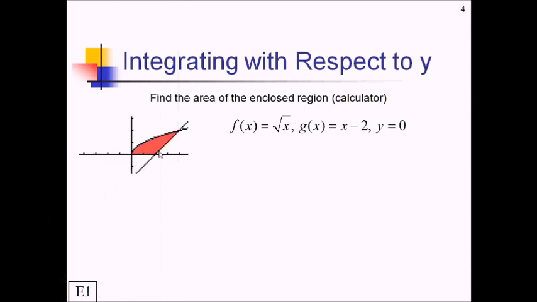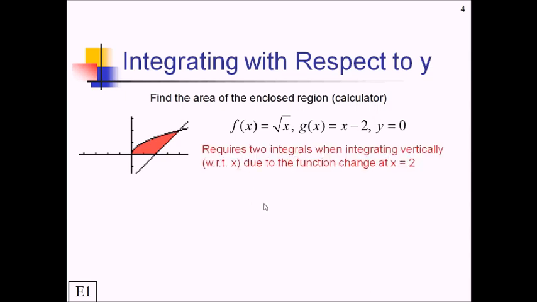Now, the way we would normally do this would be just go from left to right, so from 0 to 4, and integrate with top minus bottom kind of reasoning. The trouble here is that the top function is the same, but the bottom functions are not. From 0 to 2, your bottom function is just the x-axis, and after that, it's this line x minus 2. So this is actually going to require two integrals when integrating vertically with respect to x, because again, we have this function change at x equals 2.